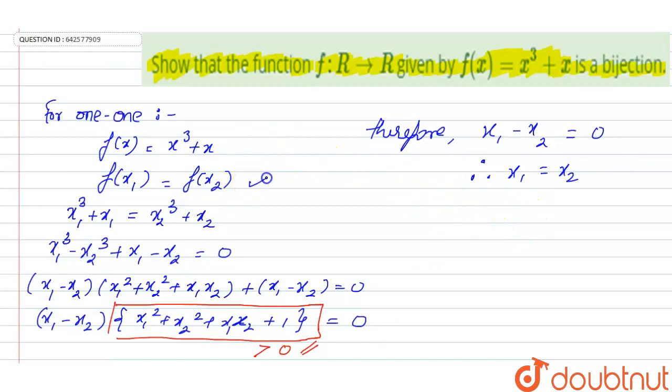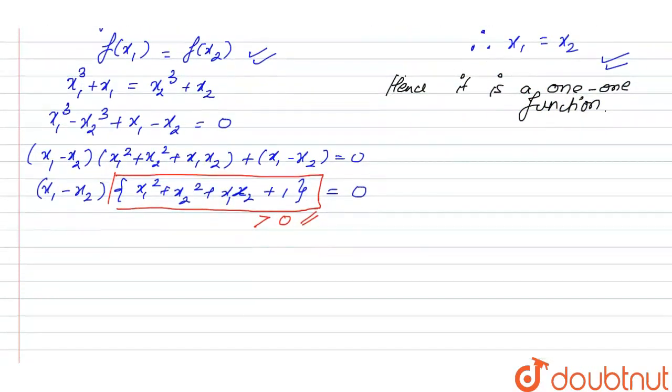We have taken f(x1) equal to f(x2) and we have got x1 equal to x2. It means that every element of the function has only one image in the other set. It means every element of the function has a unique image. Therefore it is a one-one function. Now we have to prove that it is an onto function.